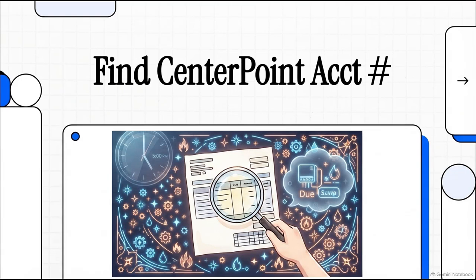Picture this, it's 5 p.m. A major utility bill is due today, or maybe you're dealing with an urgent heating issue, and boom, you're suddenly locked out because you need your account number. If you've ever been in that exact spot, you know how incredibly stressful it is.